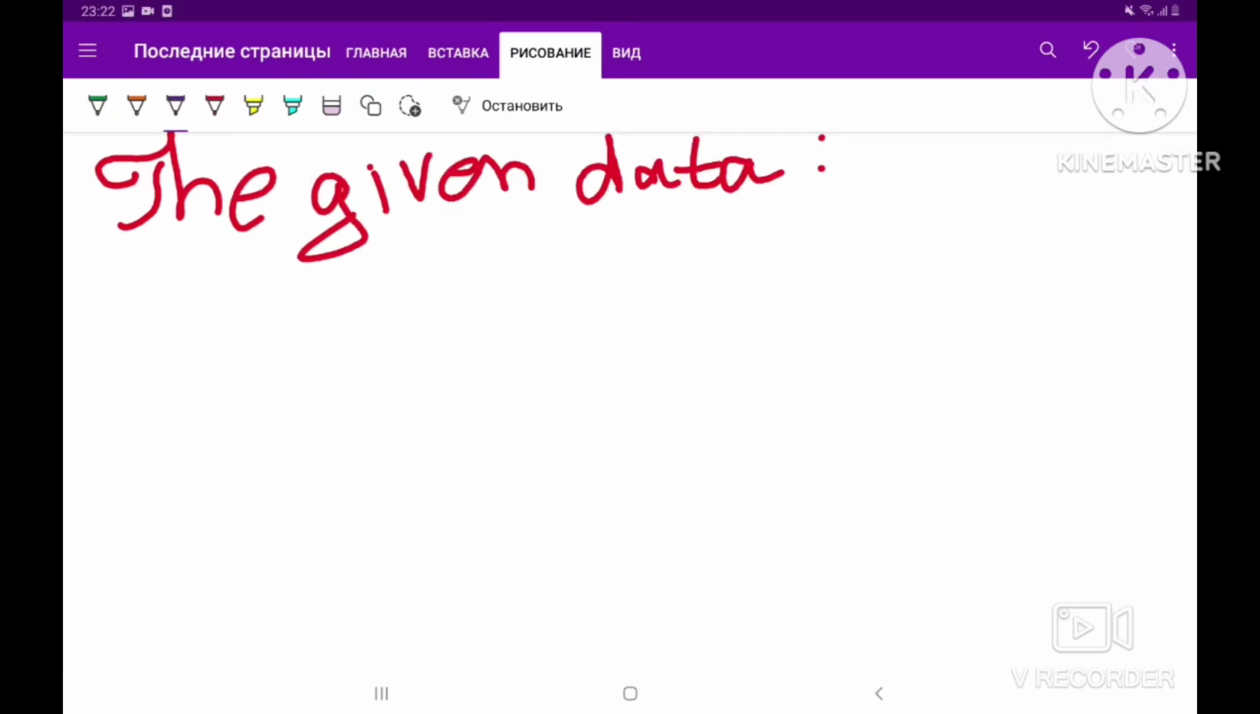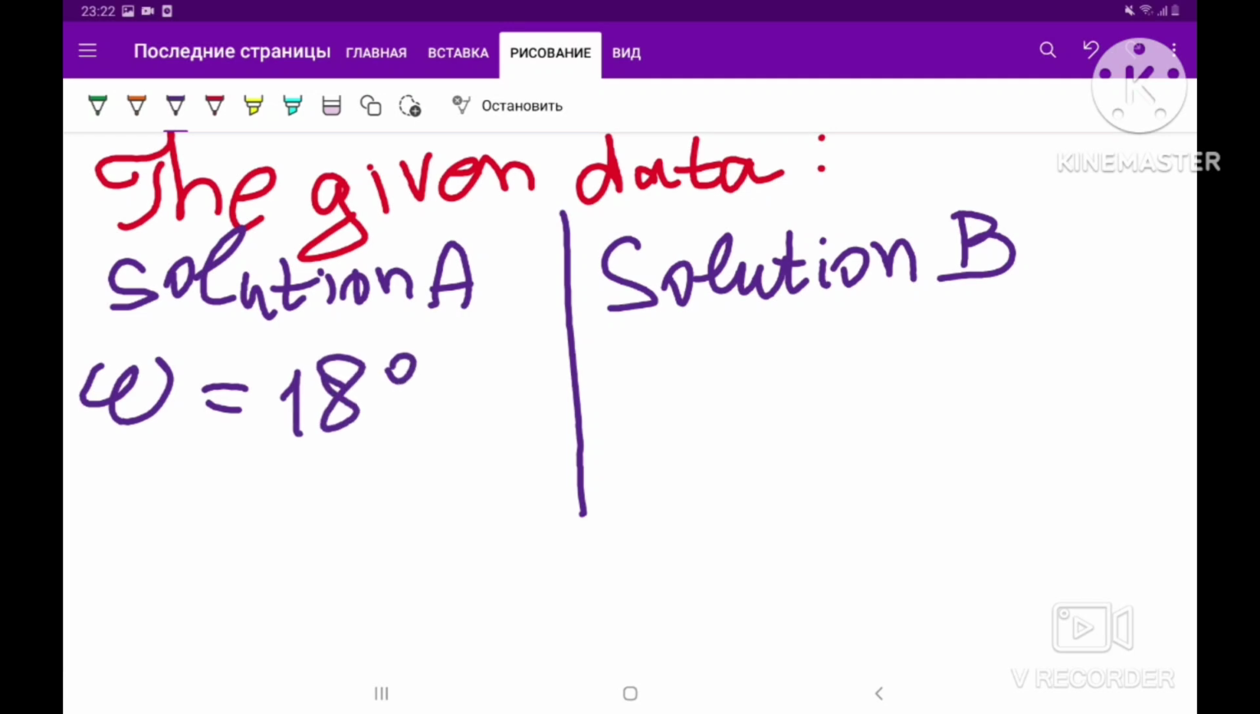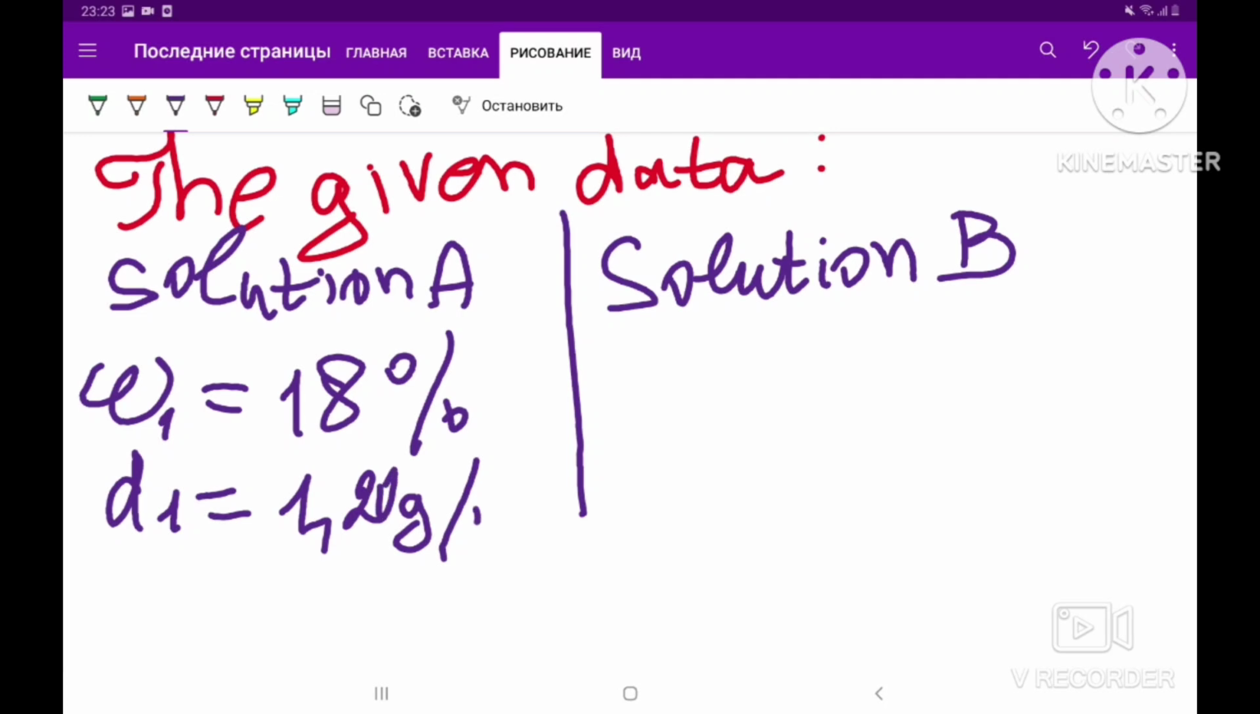We have here two solutions of potassium hydroxide. Let's write them as solution A and solution B. Two solutions. What are the given data? So we know the mass percent of solution A is 18%. Its density is 1.20 gram per milliliter. And volume is given, 65 milliliters.